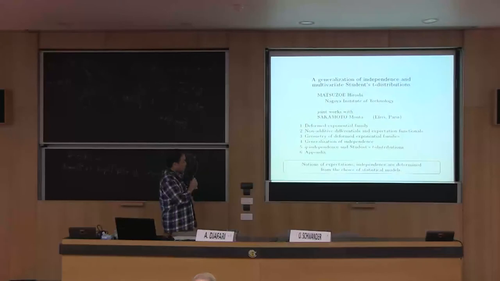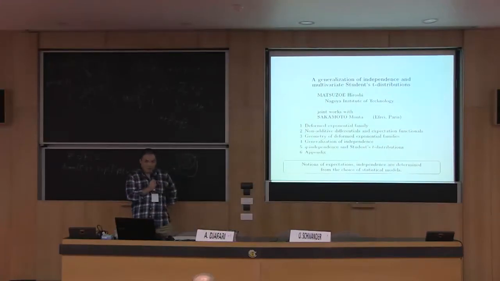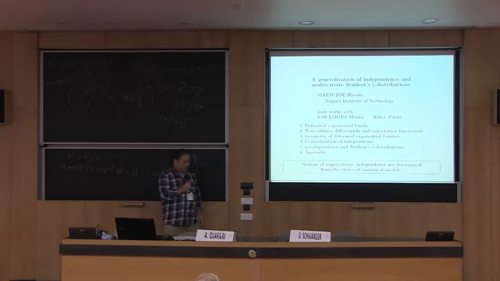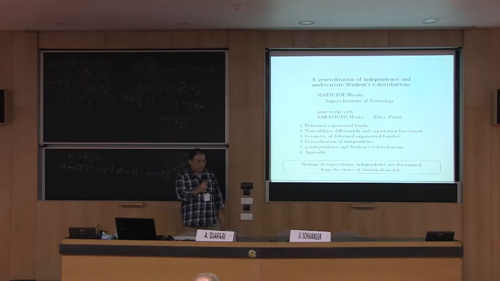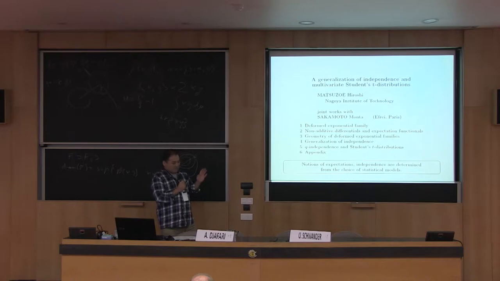The title of today's talk is a generalization of independence and multivariate Student t distribution. This is a joint work with Monta Sakamoto. What I want to talk about today is that the notions of expectation and independence are determined from the choice of statistical models. So today, I would like to give a very elementary example of deformed independence.